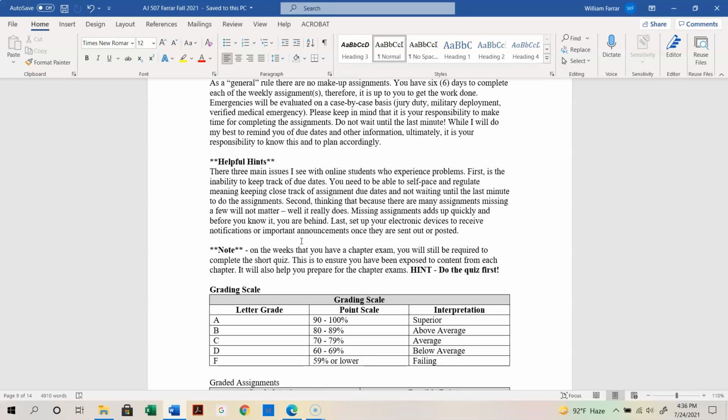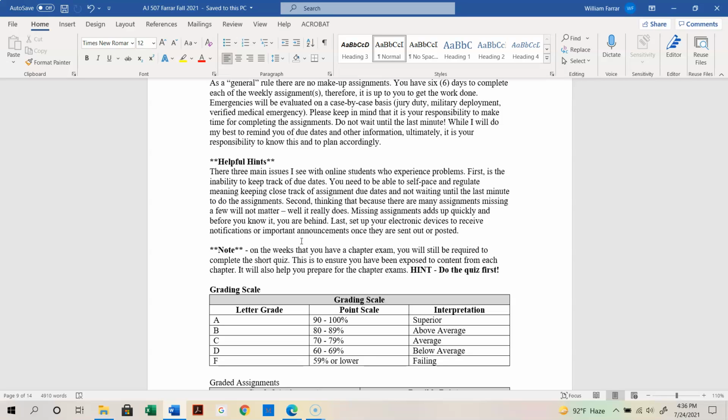And then finally, as a helpful hint, on the weeks that you have a chapter exam, don't forget you still have a chapter quiz. There's a quiz for every chapter. And the reason for that is so you can learn a little about the chapter. So when you take the larger chapter exam, you've already kind of gone over stuff, right? That's the rationale for quizzes, to help you prepare and get ready.